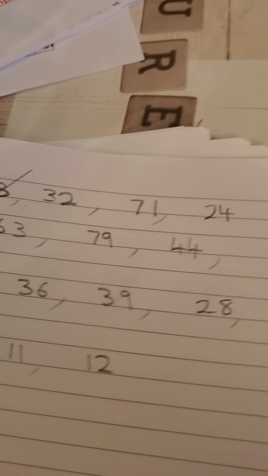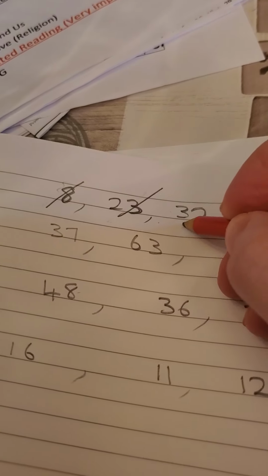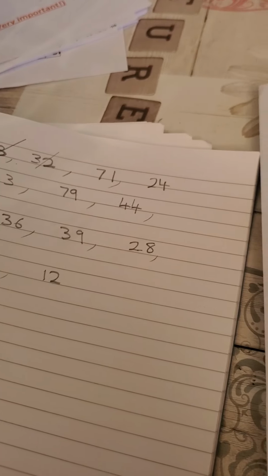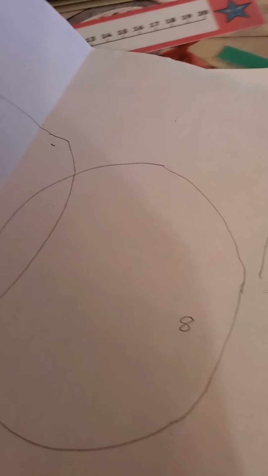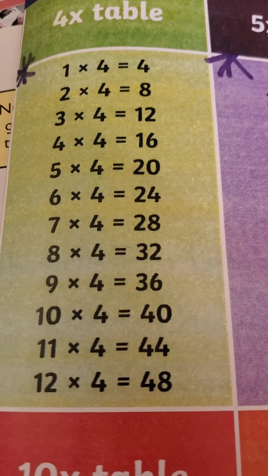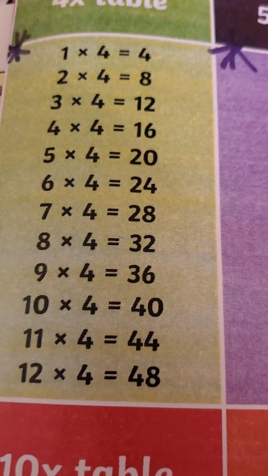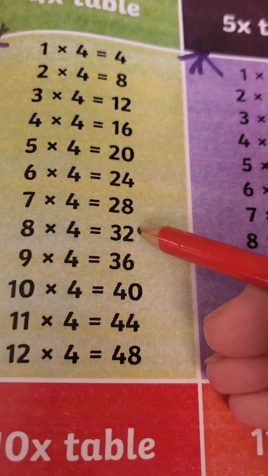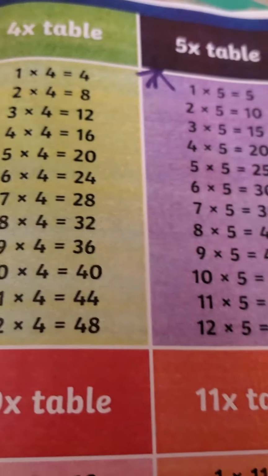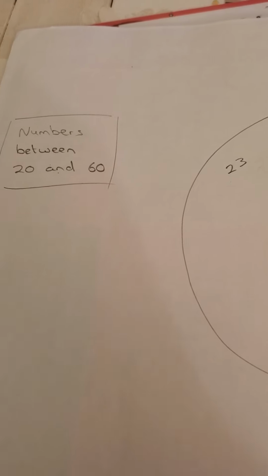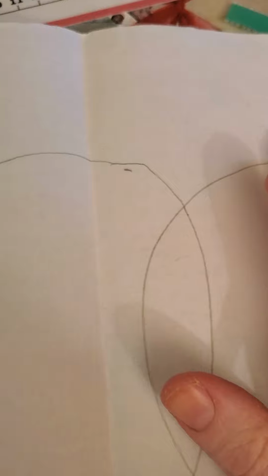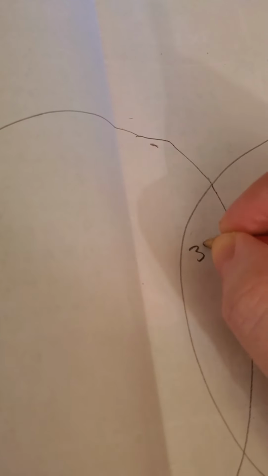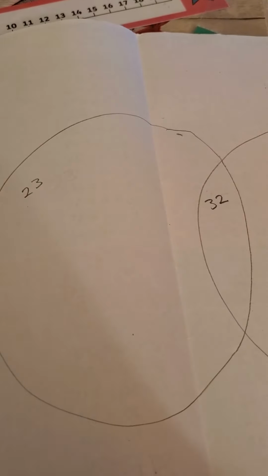All right. 32. Now 32 sounds familiar to me. Is it more than 20 and less than 60? Yeah. Let's look at our 4 times tables again. You might know them in your head, which would be even better. Anyone see 32? Oh, look, it is a multiple of 4. So, it's more than 20, less than 60, and it's a multiple of 4. So it goes in the middle. That's right. 32 goes in the middle. Okay, let's do one more.